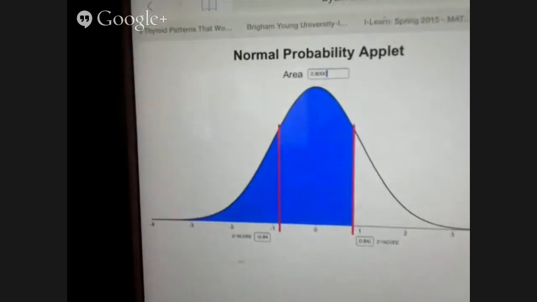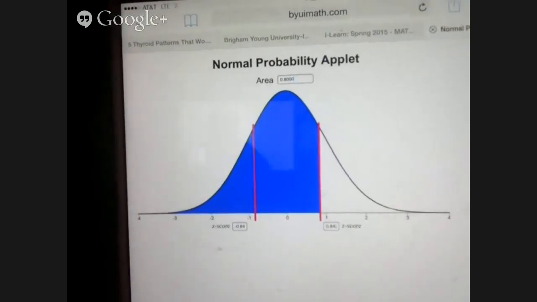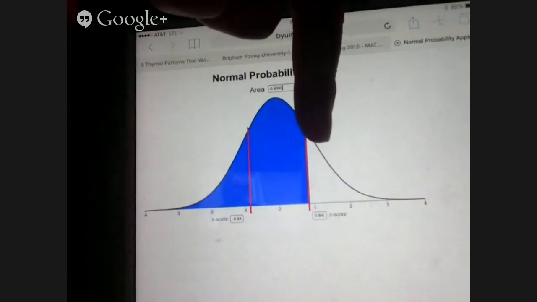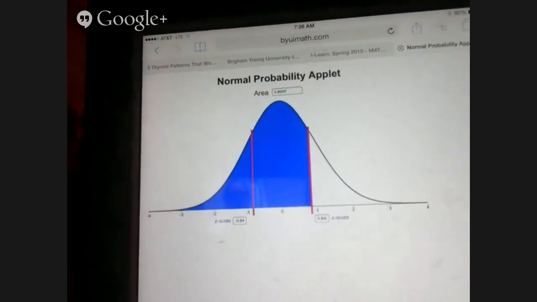Okay. So we go to the probability applet, put the area in as 0.80, and just look for the left side. The z-score I got was negative 0.84. Well, because we're looking above, it's easier for me to show you than to explain. So 80th percentile, oh, we're looking at 80% of the data. Right. Okay.